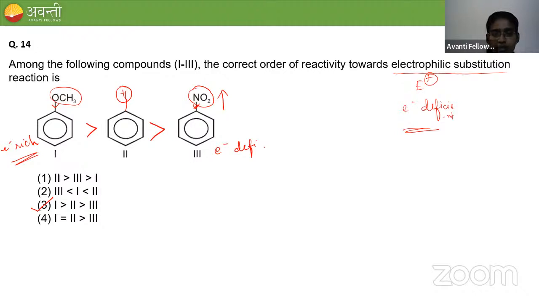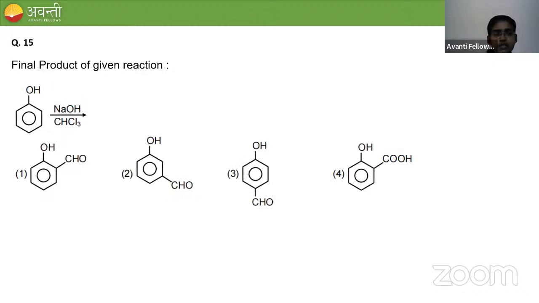And coming to question number 15, which is the last question for today's class. And the question is the final product of the given reaction. So who is the reactant given here? It is phenol. Phenol on reaction with NaOH and CHCl3. So what is the name of this reaction? You all have studied this reaction. So the name of this reaction is the Reimer-Tiemann reaction. In the Reimer-Tiemann reaction, we get orthohydroxy benzaldehyde.